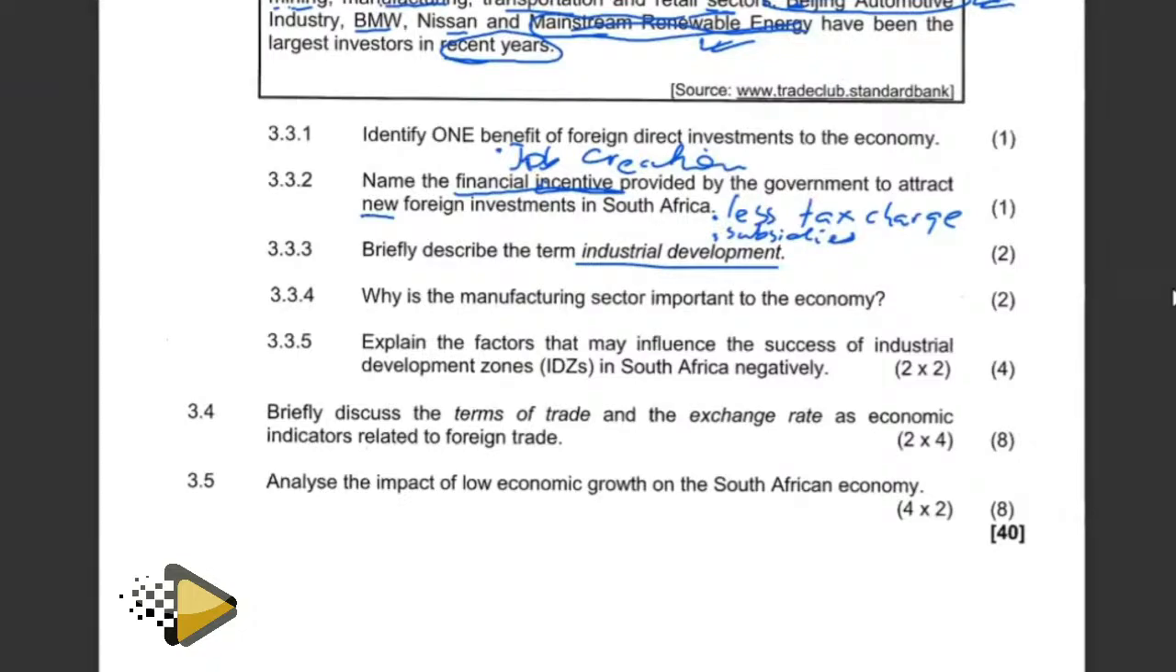Job creation opportunities are plentiful under industrial development.